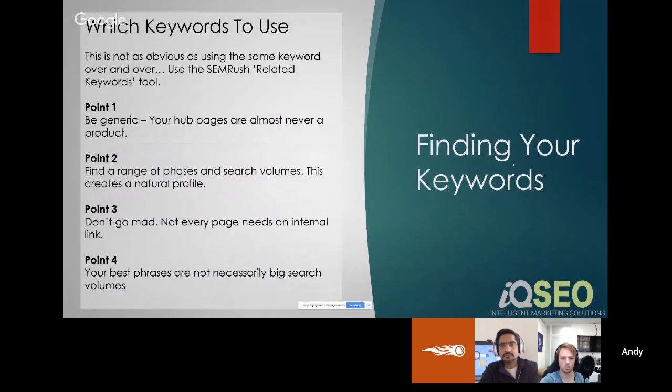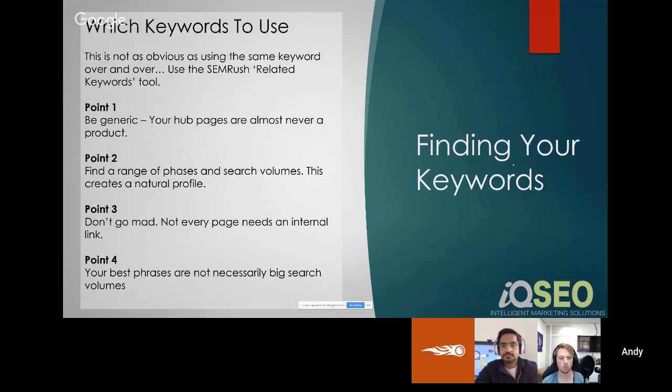So let's just have a quick look. SEMrush actually has a really useful tool, if you've not already used it, the Related Keywords tool. When you're using this, what you want to do is find phrases that make sense to what it is that you're talking about. You don't want to, as it says there, point one, be generic. Your hub pages are almost never a product.